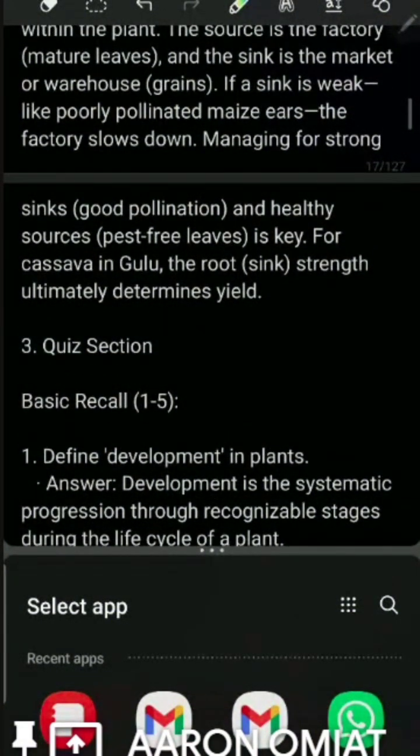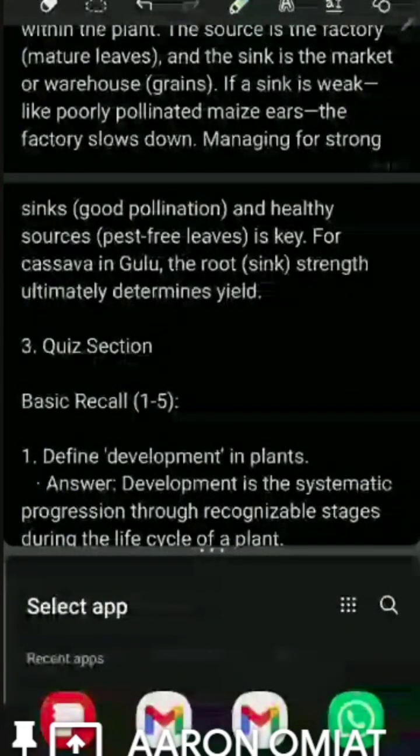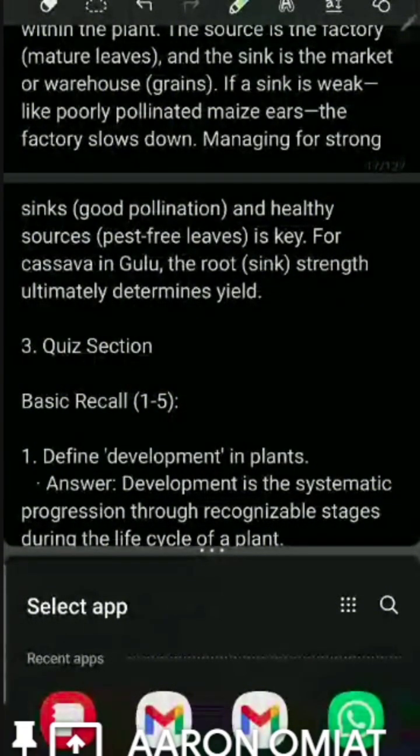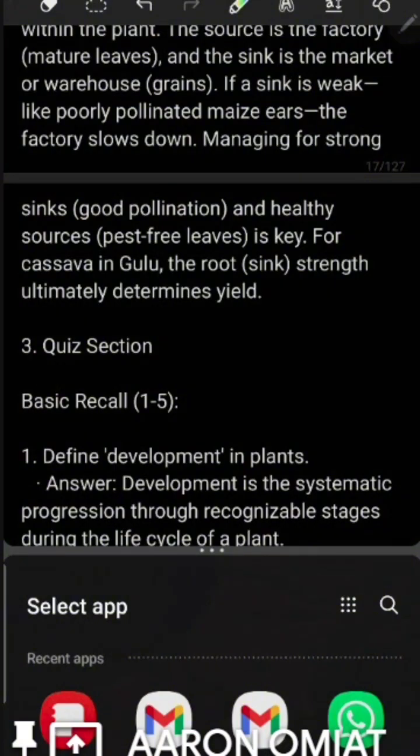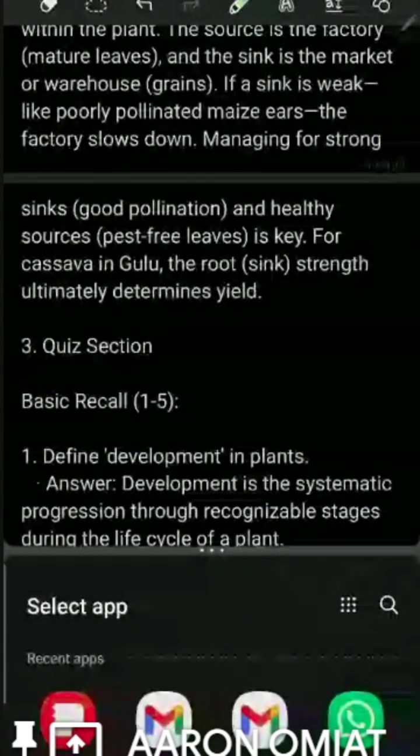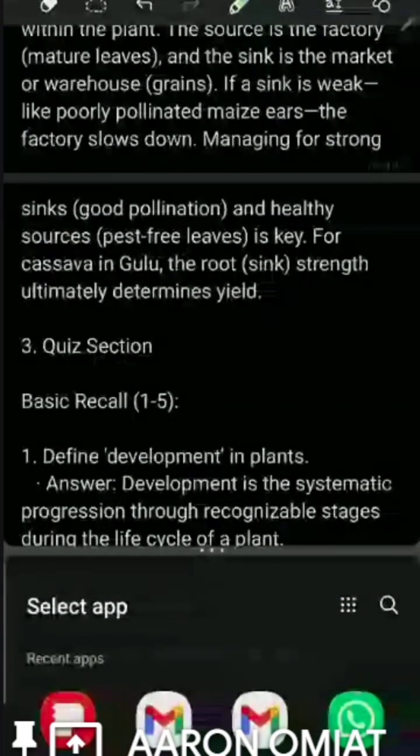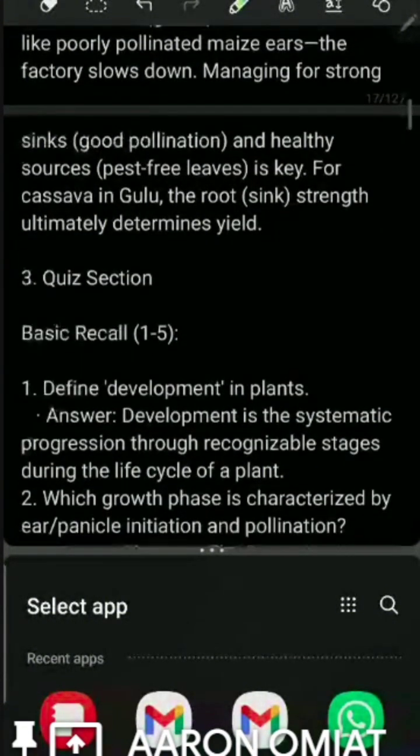So in the beginning, we saw the difference between growth and development. We say growth is basically increase in size, whereby we saw photosynthesis, cell division, the plant was increasing. Then development, we say these are progression through stages. So it's from a seed to flowering to providing fruits. So the first stage is before flowering, then from flowering to pollination, then after pollination. Those are the stages of development of plants. So development is the systematic progression through recognizable stages during the life cycle of a plant.